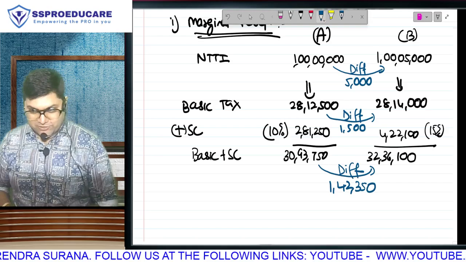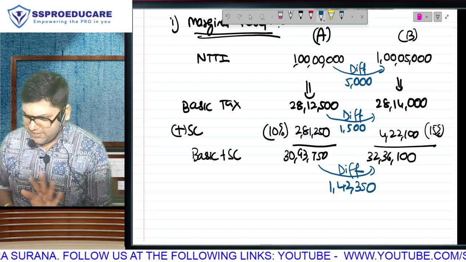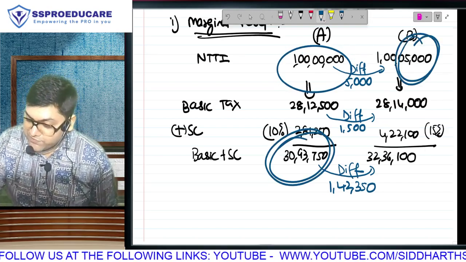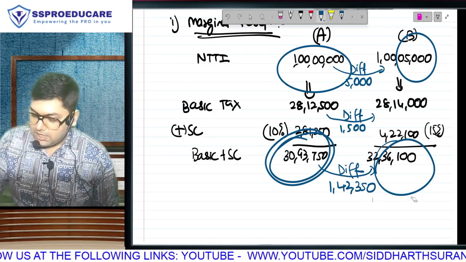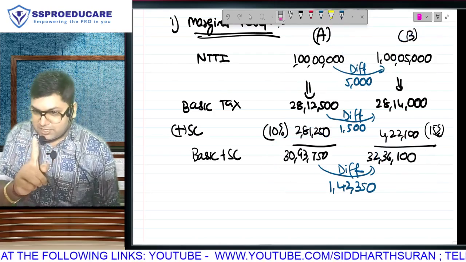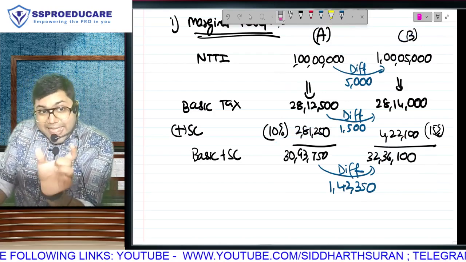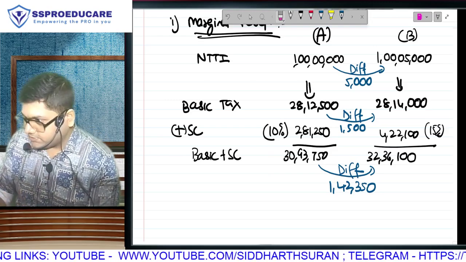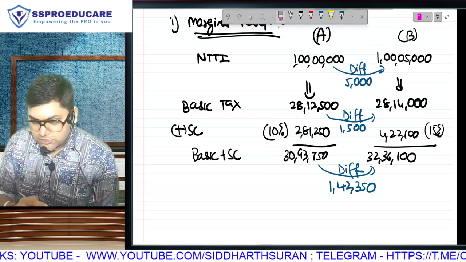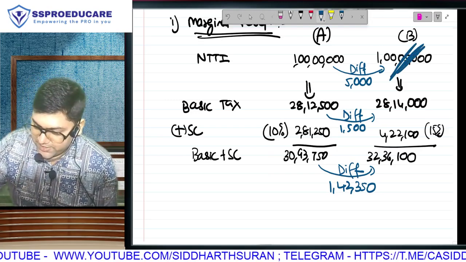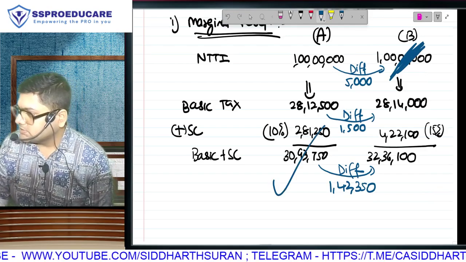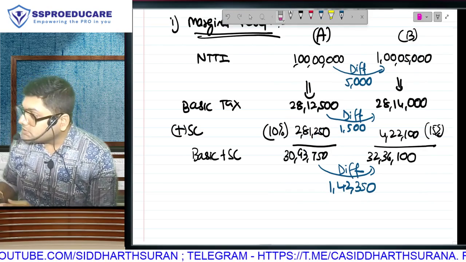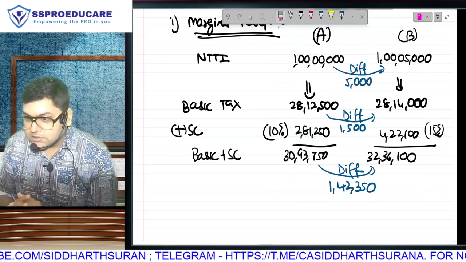If you conceal only 5,000 of your income, only 5,000 ka tax evasion. Zyada nahi, only 5,000. Your income will become this and your tax will become this. Listen to the next line carefully. On extra income of 5,000, B is paying extra tax of 1,42,350. Only because of 5,000. If this 5,000 does not exist, this will become my tax. So because of 5,000, tax is increasing by 1 lakh. Just imagine 5,000 ka income, 1,42,000 ka tax.